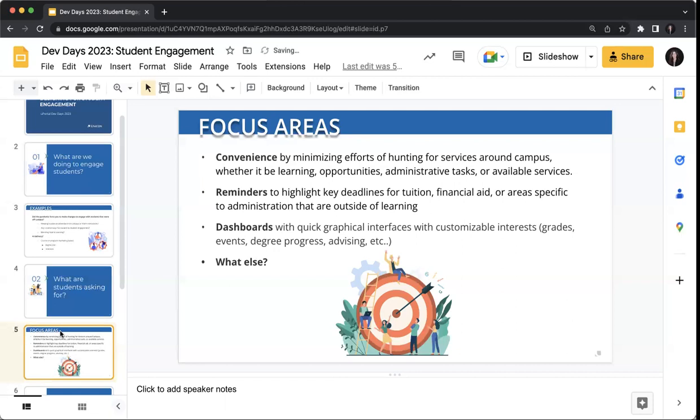So I'm going to tweak your question a little bit because they don't usually ask. They share their frustration with us. So in that sense, what are they frustrated about? In general, because we are a heavy commuter school, they are frustrated when they can't find a parking lot.